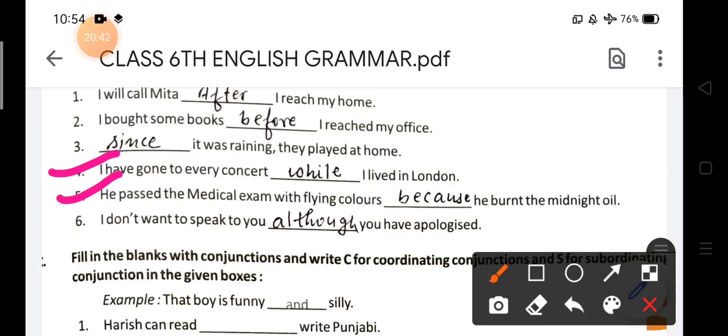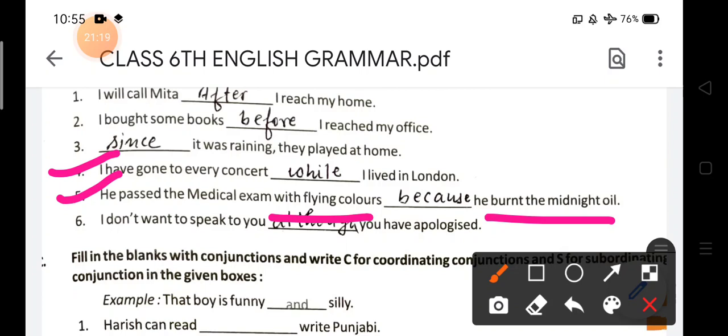Fifth, you can see: he passed the medical exam with flying colors because he burnt the midnight oil. Burnt the midnight oil is an idiom, and you should understand that burn the midnight oil means to do very hard work, to study very hard. So he passed the medical exam with flying colors. With flying colors means achhe marks se.